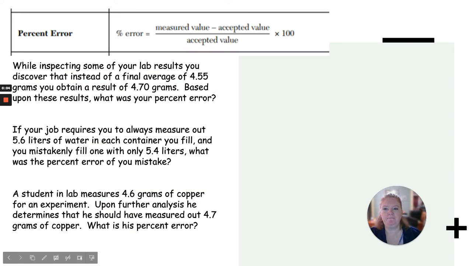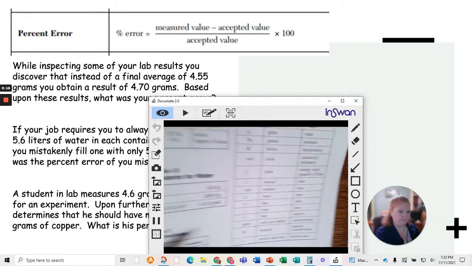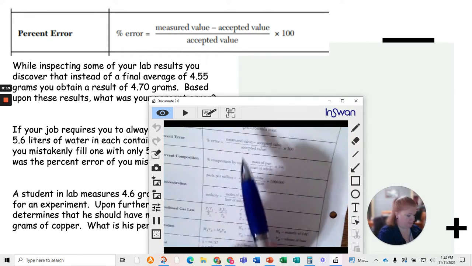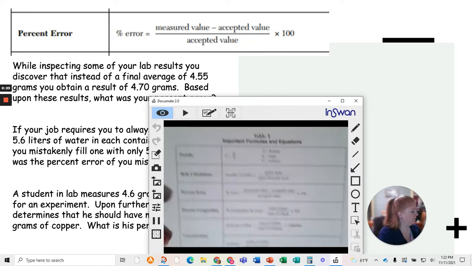Let's get to it. The formula for percent error is on the back of your reference table, in Table T, and we're going to go through three examples, and hopefully that helps. Here is our reference table, Table T on the back. Here is our formula for percent error.